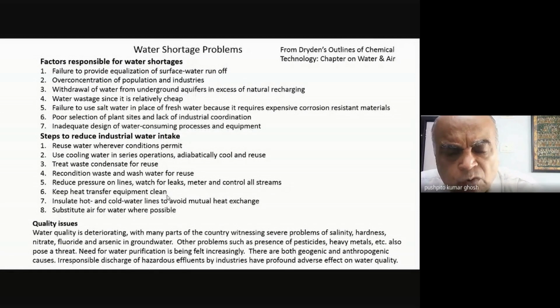You'll also find it is true. In many cases, what you find is that hot and cold water lines are almost adjacent to each other, and there is unnecessary radiative transfer of heat from one to the other, which is so stupid. So obviously, you should try and insulate those lines so that there is no such wastage. And another very interesting thing that he talks about is substitute air for water where possible. Is it possible? Let me ask you. Or substitute water with something else in any application that you can think of.